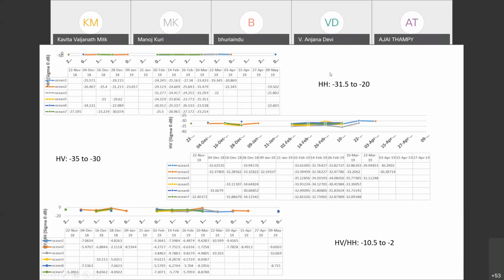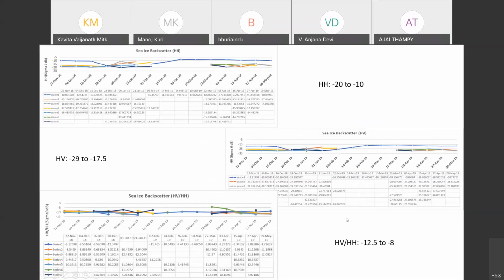So if we see the HH image, then the threshold of minus 31.5 to minus 20 does not effectively distinguish the ocean from the sea ice, because it has a similarity. When we go for the polarized ratio, that is HV by HH, then it really helps to distinguish the ocean from the sea ice in that image.